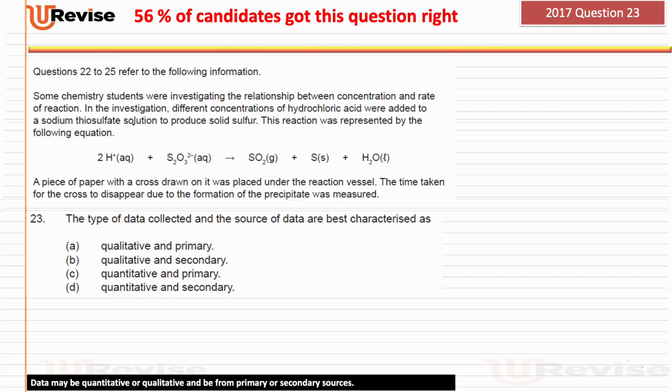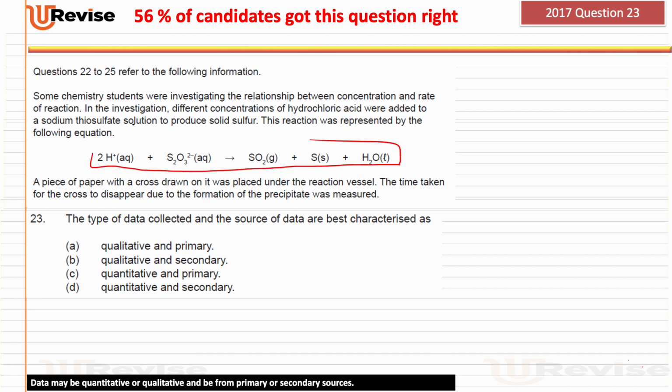Let's take a look at question 23 from the 2017 exam. It reads, questions 22 to 25 refer to the following information. Some chemistry students were investigating the relationship between concentration and rate of reaction. In the investigation, different concentrations of hydrochloric acid were added to sodium thiosulfate solution to produce solid sulfur. This reaction was represented by the following equation. This is the equation representing the reaction.